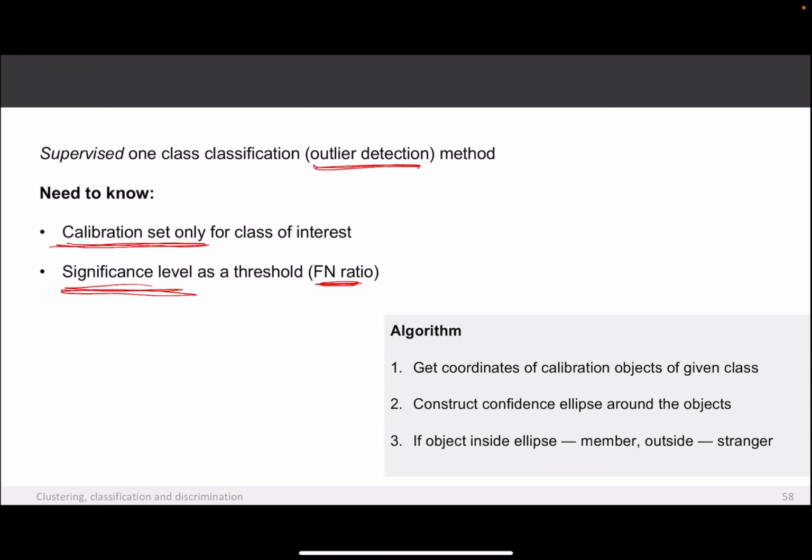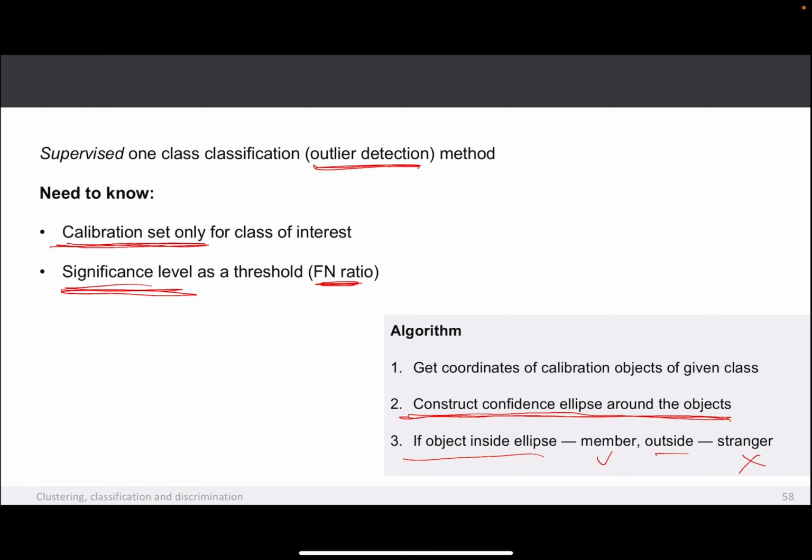Then the algorithm is very simple. First of all, we need to take all the calibration objects of a given class, the training set, and we need to make a confidence ellipse around these objects. And we need to compute this confidence ellipse for a given confidence level, right? And then the classification is very simple. If an object is inside the ellipse, it's a member. If an object is outside the ellipse, it's a stranger.